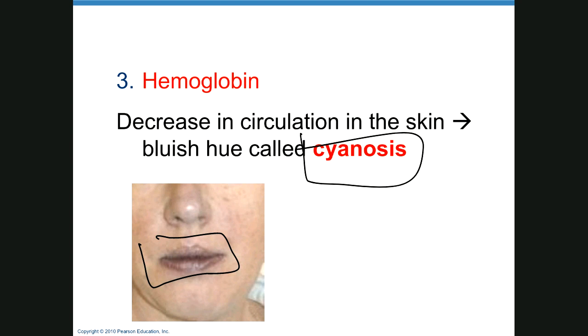So this is maybe due to lack of circulation. It could be due to lack of oxygen. Some type of heart problem sometimes gives the color. Sometimes babies are born with heart problems and they're born with a bluish color. They're called cyanotic or blue babies. So cyanosis is the bluish coloration to the skin, especially lips and nails, due to a lack of circulation.